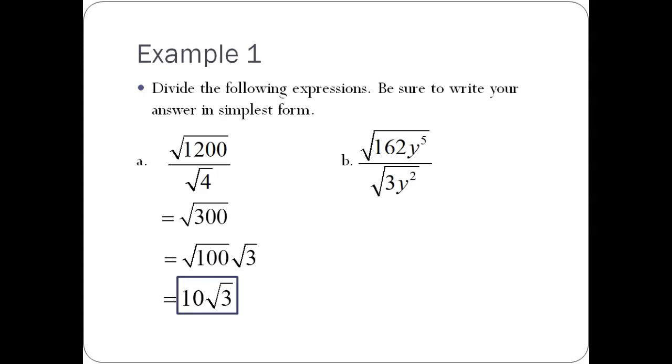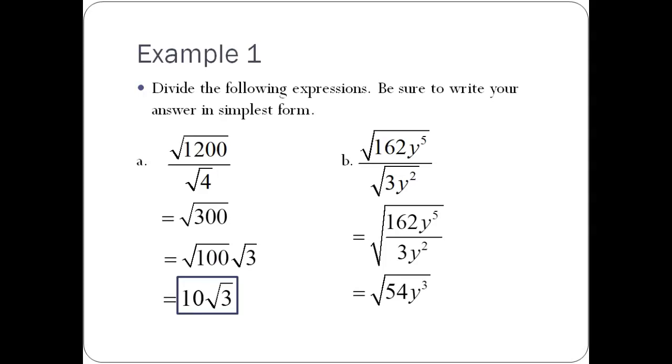All right, in the second one, we're dividing the square root of 162y to the 5th by the square root of 3y squared. So I can first write this as all under one square root. So this will be the square root of 162y to the 5th over 3y squared. All right, now 162 divided by 3, that's 54. And y to the 5th divided by y squared is y to the 3rd.